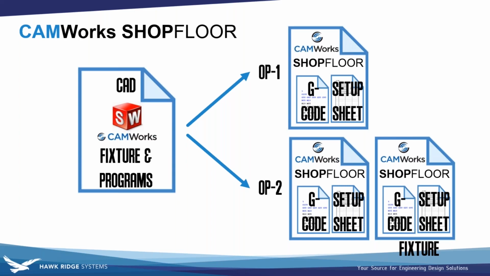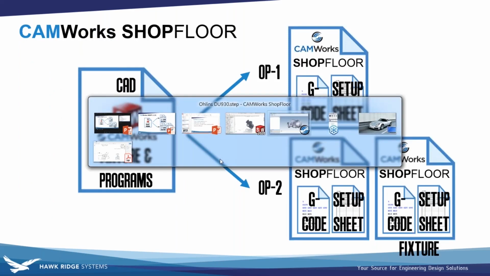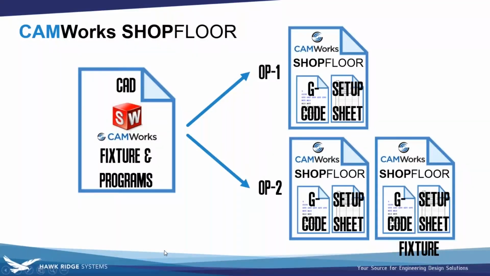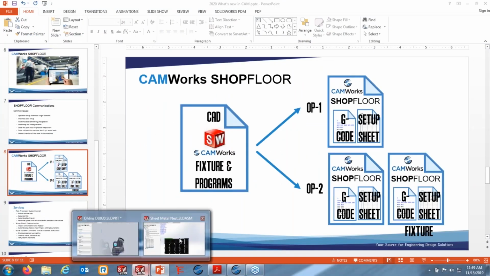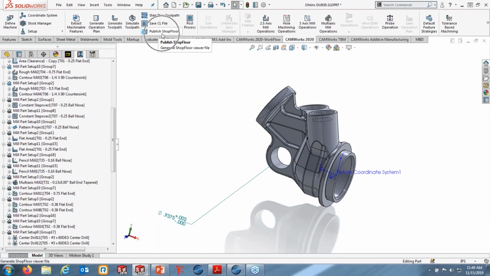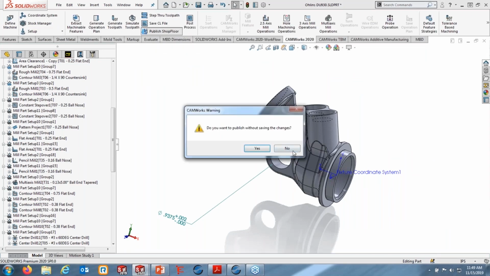And it can do it on an op-by-op basis, but keeping all of the data stored in one kind of container file, if you will. So let me show you a little bit about what Shop Floor is doing. So essentially, let's close out of this, go in here. So you'll see now there's a publish Shop Floor function on here.